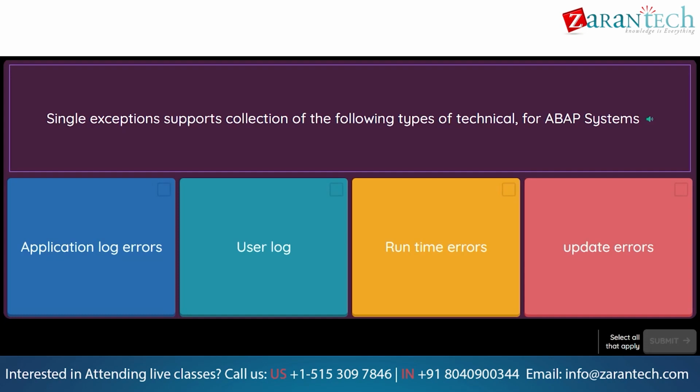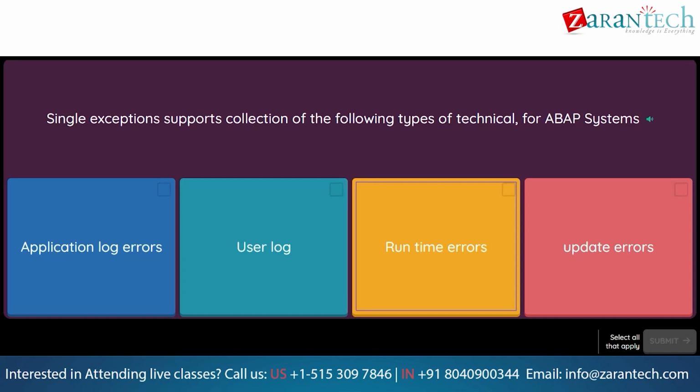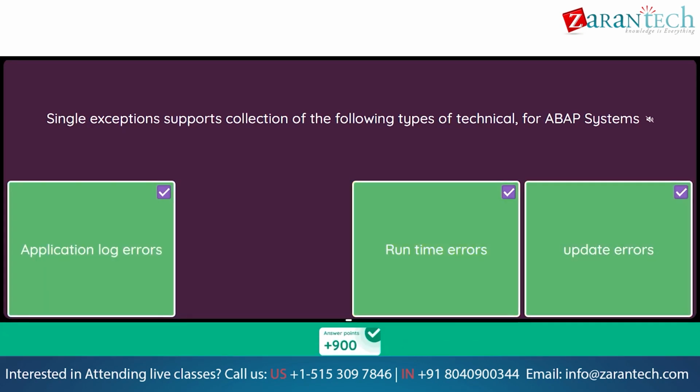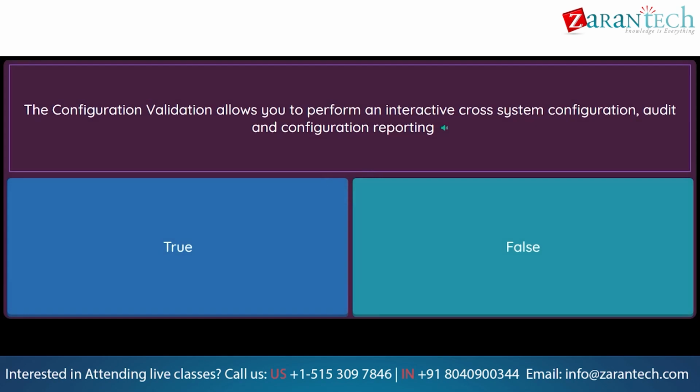Question: single exception supports collection of the following types of technical errors for ABAP systems. Option 1 application log errors. Option 2 user log. Option 3 runtime errors. Option 4 update errors. Question: the configuration validation allows you to perform an interactive cross-system configuration audit and configuration reporting. Option 1 true. Option 2 false.